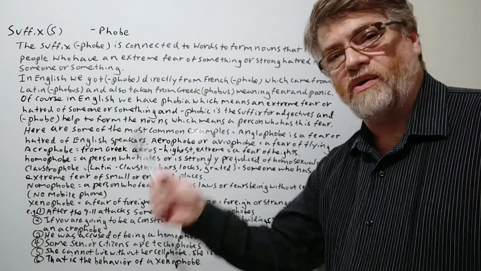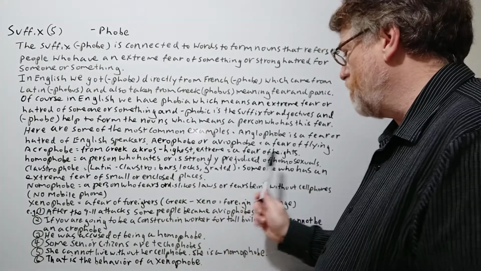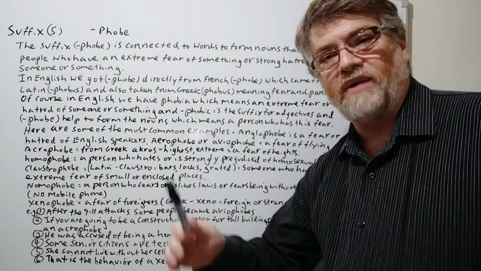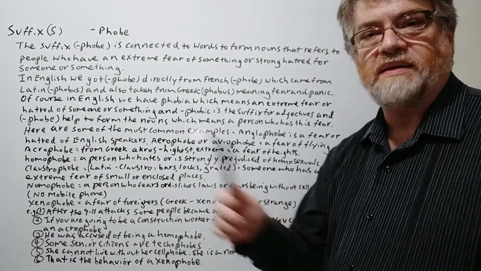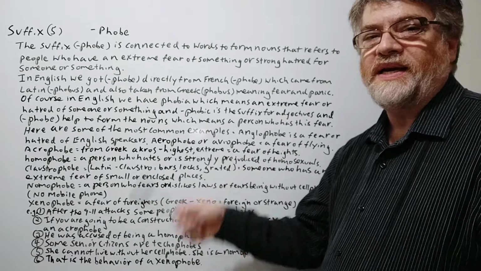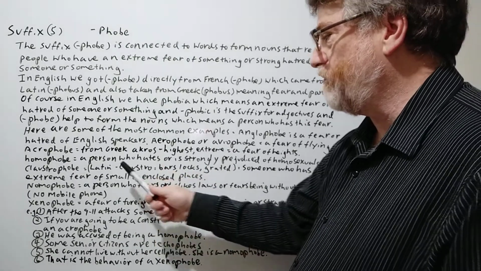Homophobe, of course, over the last decades, you've heard this a lot. A person who hates or is strongly prejudiced against homosexuals. Yet this is one of the cases where probably hate works better than fear. If we say somebody's a homophobe, it's not so much that they're afraid of homosexuals. They usually strongly dislike them. That's what it means.